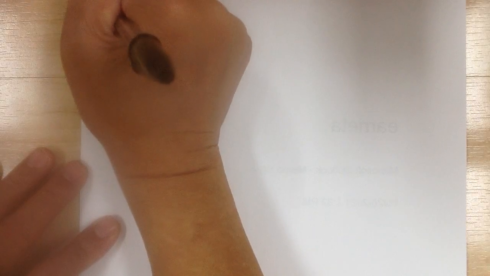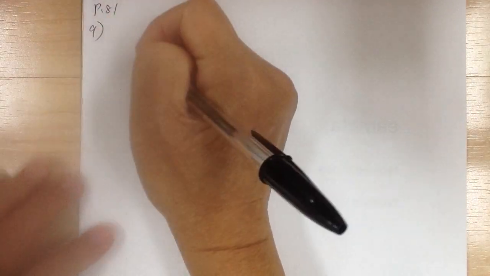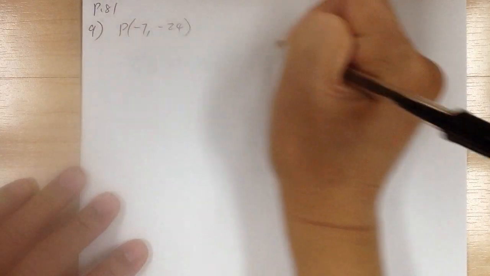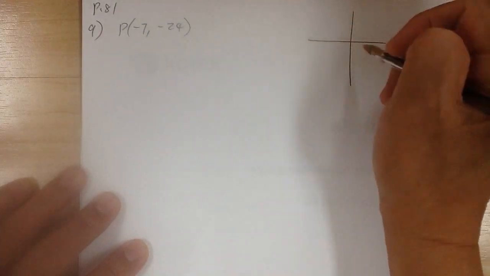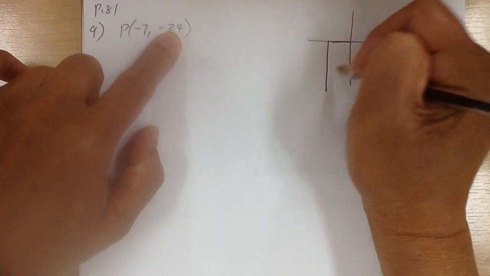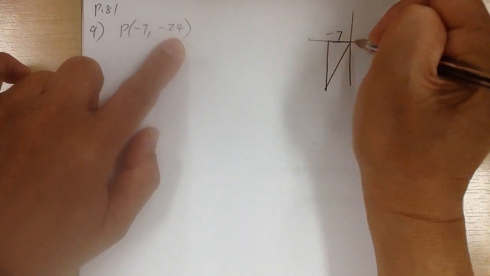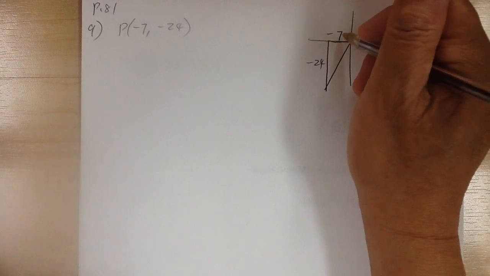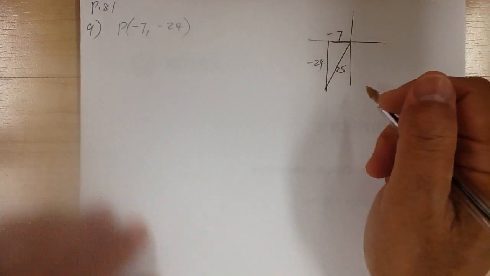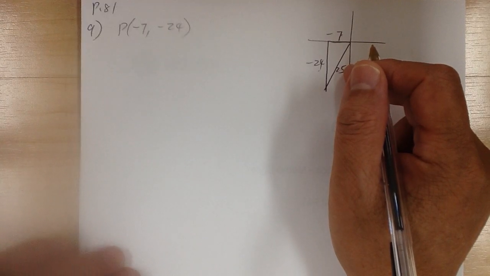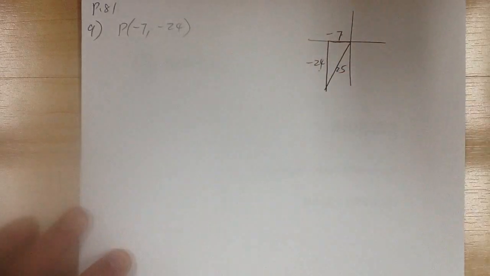Okay, let's go to the next one. Okay, number 9. The point is at -7, -24. So you can just keep track of which is long, which is short. So this is short, so you go short, and this is long, and it's negative, so you're going down this way. So it's -7 and -24. And again, this is your special triangle, 7, 24, 25. And if you don't get that, you go ahead and use the Pythagorean theorem. So a squared plus b squared equals c squared, and you can get that.